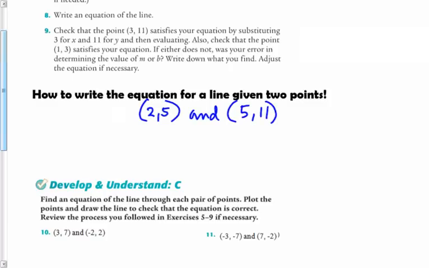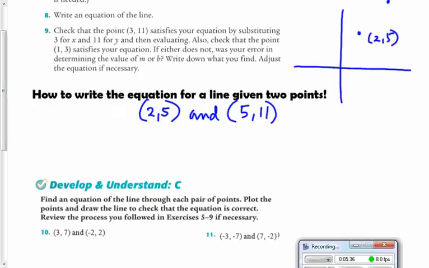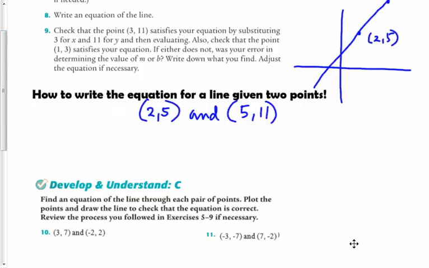Now, if I graph those 2 points, this is just a total rough graph, but if I graph (2, 5), that might be about right there where I went over 2 up 5, and then (5, 11) would be a little bit higher. So there is a straight line that goes through those 2 points. If I draw a line through those 2 points, it'll cross the y-axis and give me the y-intercept. So I need to find that spot also, and I can use my slope to help me do that.